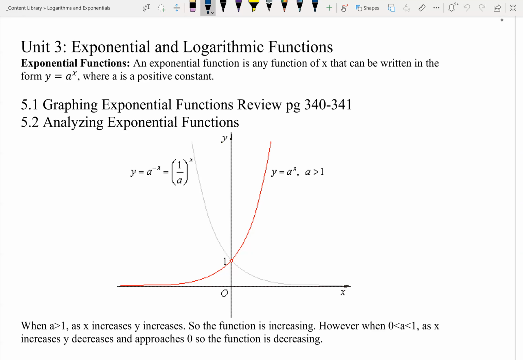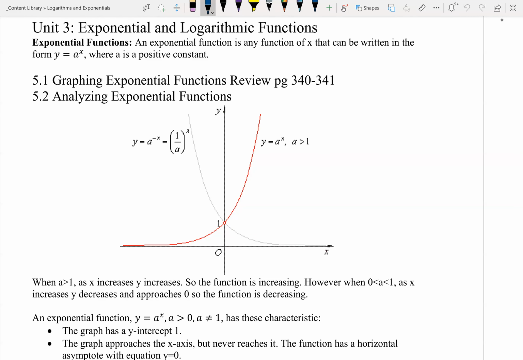So this red graph here is our typical exponential function of the form y equals a to the power of x, where a is some number that's larger than 1. If you have a base of 1 over a, a proper fraction, then we have a decreasing function, which is the gray one indicated on the graph.